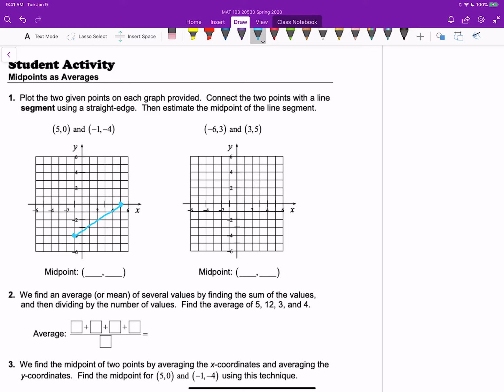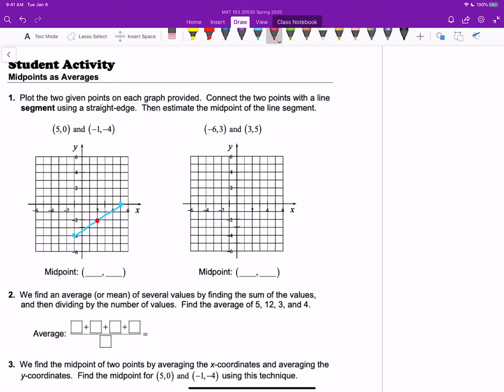Once you connect them, I think you should be able to visualize the midpoint, right? It looks like the midpoint is right here. It's basically a point that's equidistant to the 2 given points. The other way to look at the midpoint is to look at the horizontal difference and the vertical difference. The midpoint has to be equidistant both horizontally and vertically.